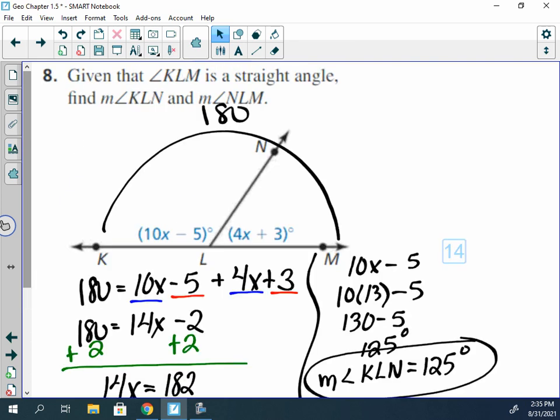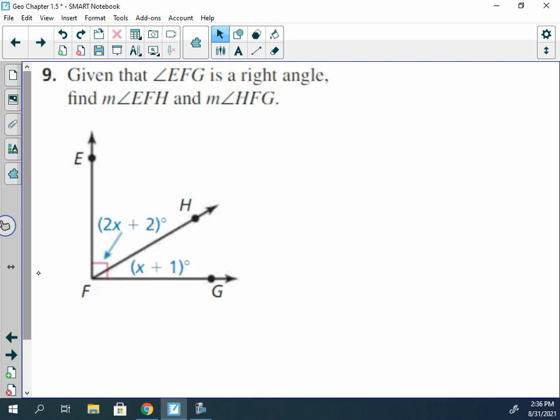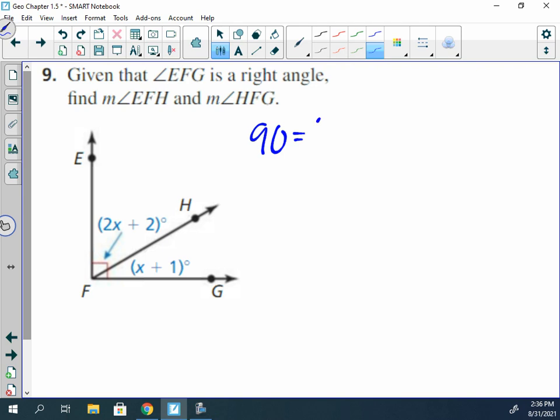Any other questions on this before we move on? We good with this? Let's look at this one here. Given that EFG is a right angle, the whole angle is a right angle, so what is the degree measure of the whole angle? 90. The whole thing is 90. So we can say 90 is equal to what? Those two added together will give us 90, because that's what the angle sum postulate tells us.